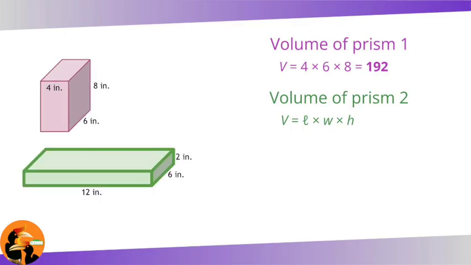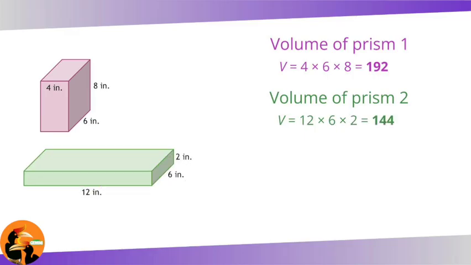Now, let's look at the second prism. The length is 12, the width is 6, and the height is 2. 12 times 6 times 2 is 144. So the volume of the second prism is 144 cubic inches.